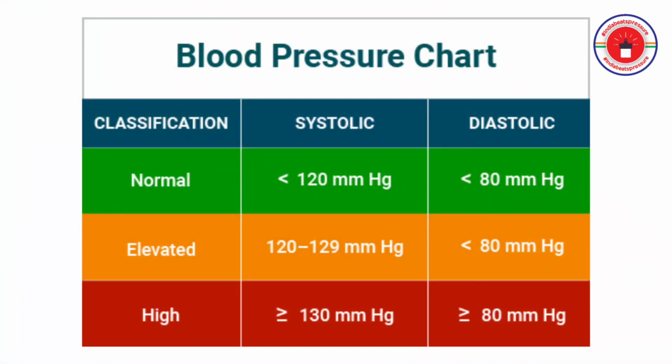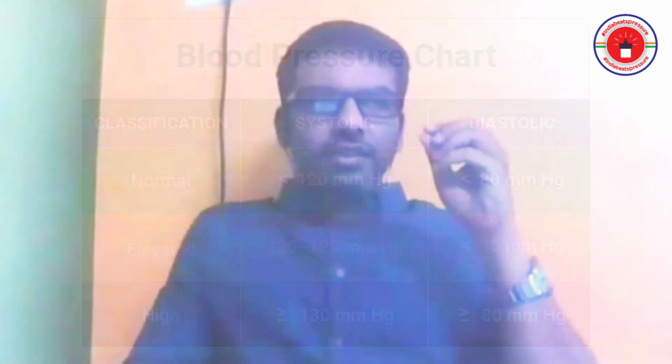So optimum or healthy blood pressure should be less than 120 by 80 mm of Hg. Here 120 is the systolic blood pressure and 80 is the diastolic blood pressure. So what is systolic blood pressure? The blood pressure in blood vessels when the heart contracts, and diastolic blood pressure is the blood pressure in blood vessels when the heart rests between the beats.